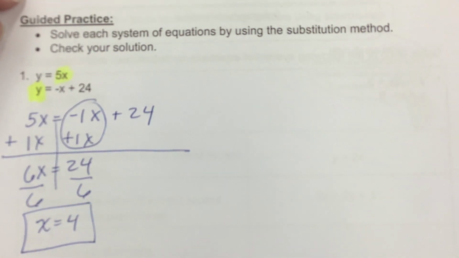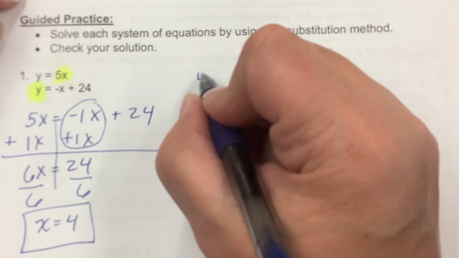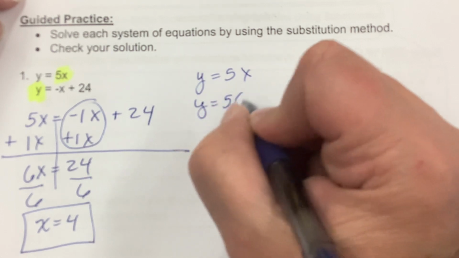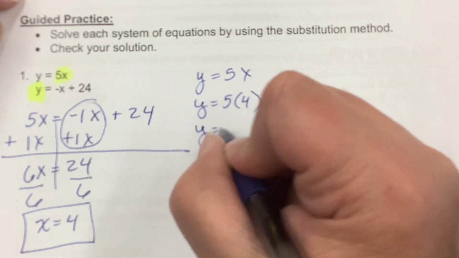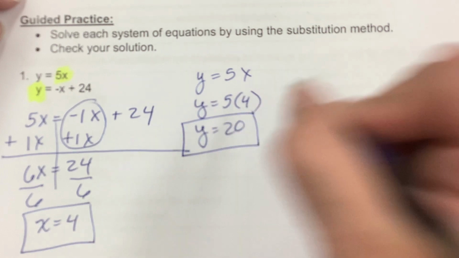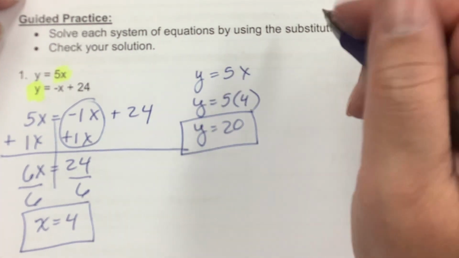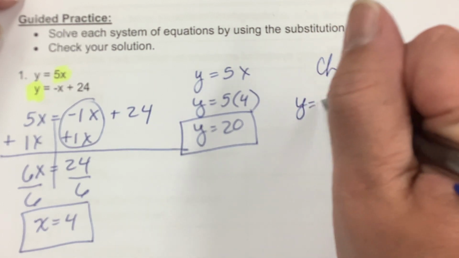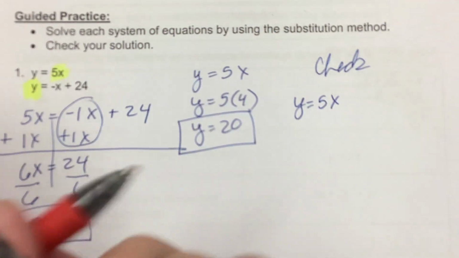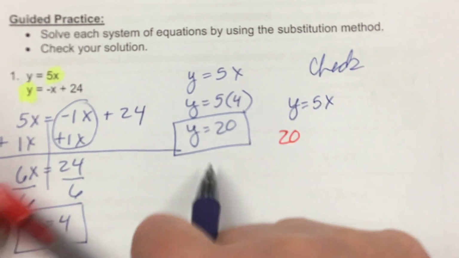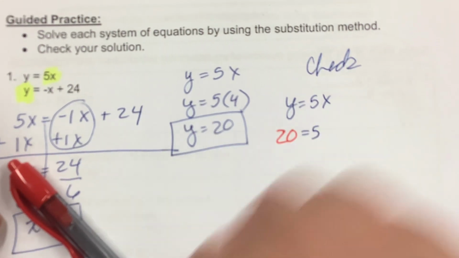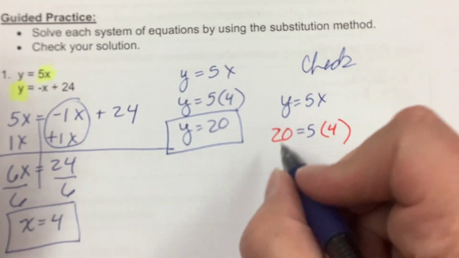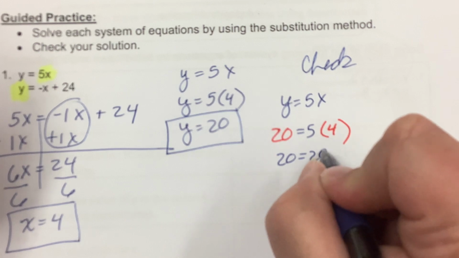Halfway there. y equals 5x. y equals 5 times 4. y equals 20. Yay, it worked. All right, check my solutions. y equals 5x. 20 equals 5 times 4. 5 times 4 is 20. 20 equals 20. It checks.